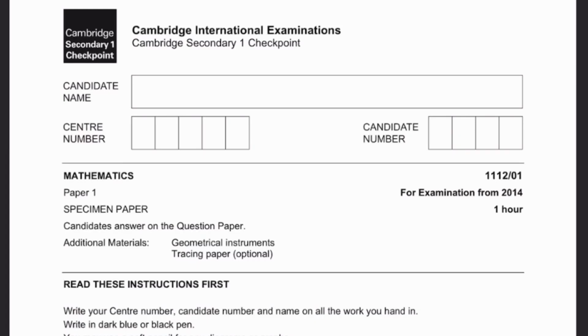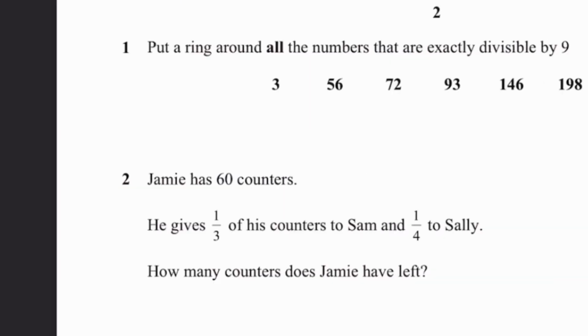Today we're going to do the Cambridge Secondary 1 checkpoint, Paper 1, Mathematics. No calculator is allowed. Let's start.